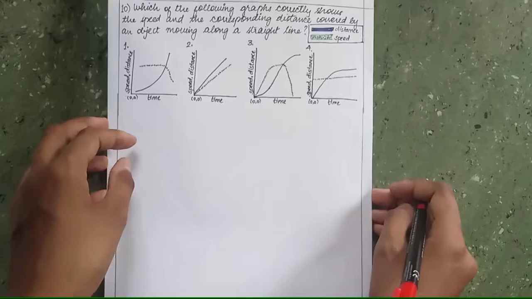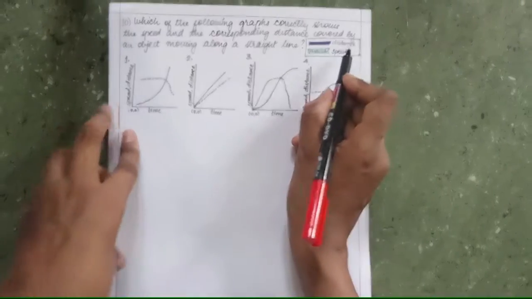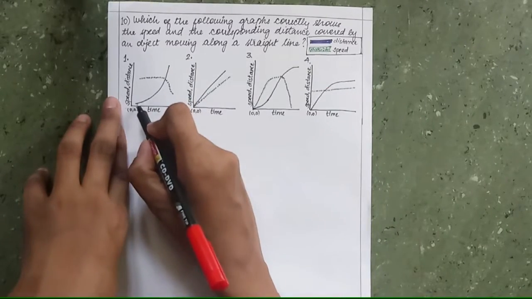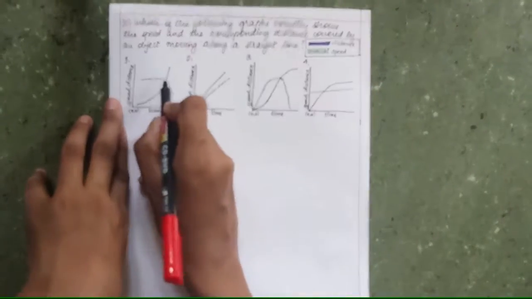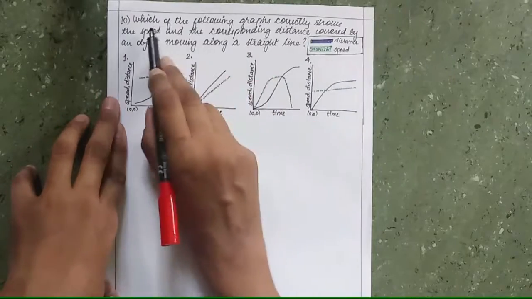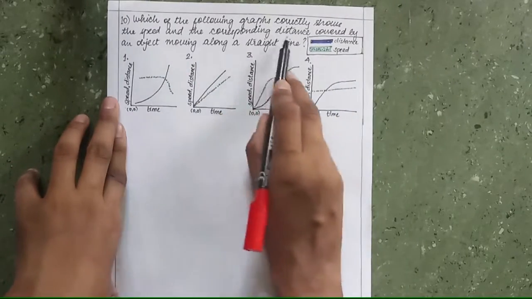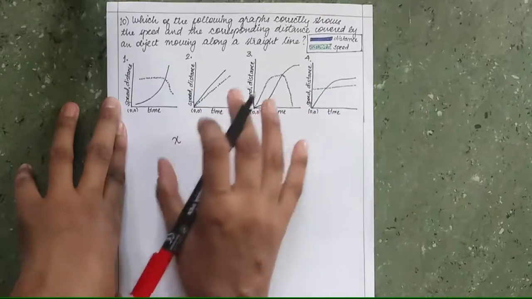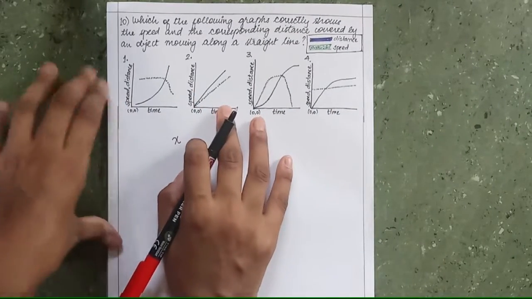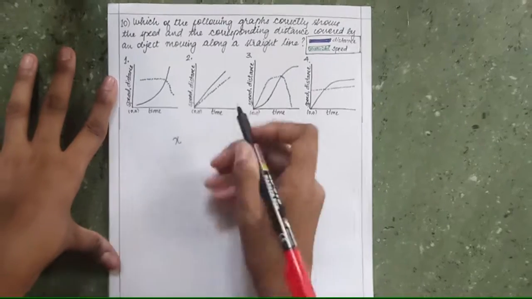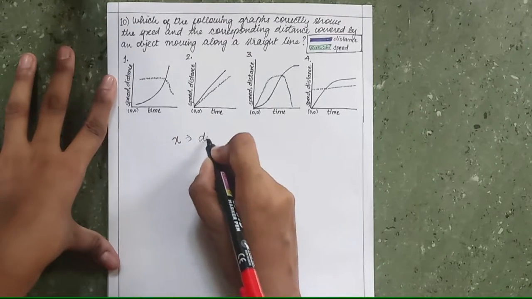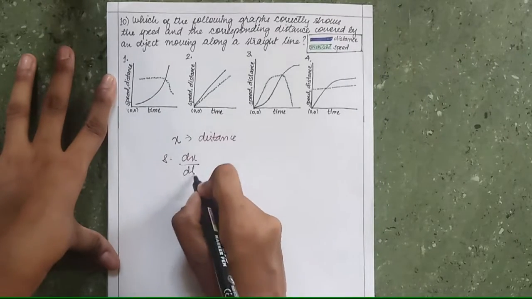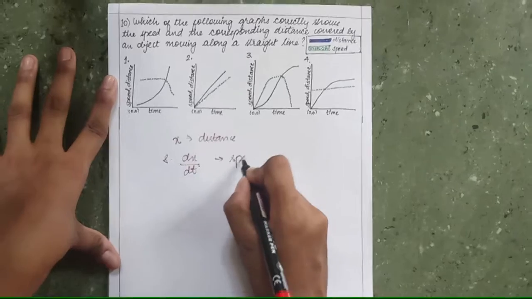Which of the following graphs correctly shows the speed and the corresponding distance covered by an object moving along a straight line? Here, distance is represented in blue line and speed in dotted green lines. To find the answer, we need to have a basic idea of how derivative graphs would appear. If x is distance, then speed is the derivative of x. That is, dx by dt is the speed.